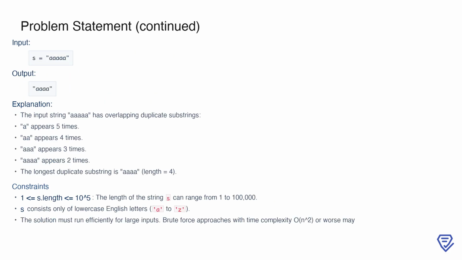Now consider the input string AAAAA. This example highlights how overlapping substrings can contribute to the solution. Here, the substring A appears 5 times, AA appears 4 times, AAA appears 3 times, and AAAA appears twice. The longest duplicate substring is AAAA, which has a length of 4. This demonstrates that even when substrings overlap, the solution must correctly identify the longest one among them.